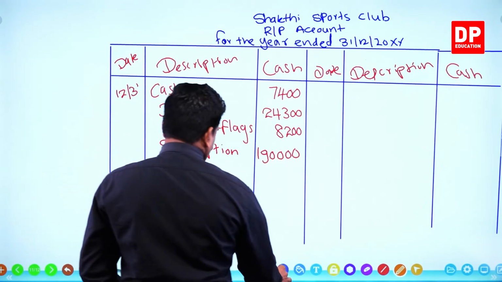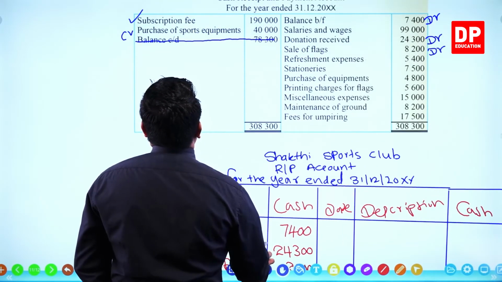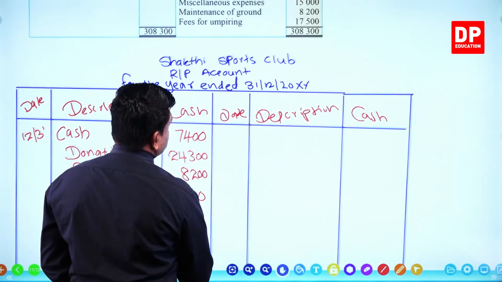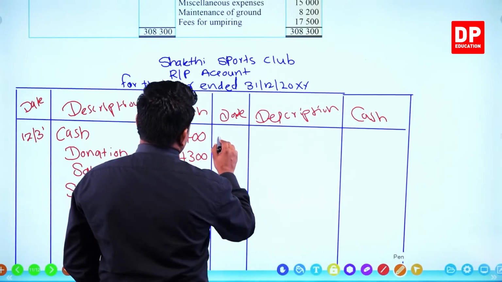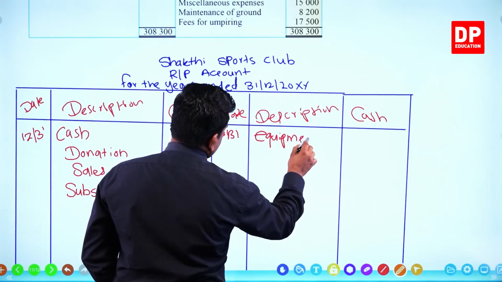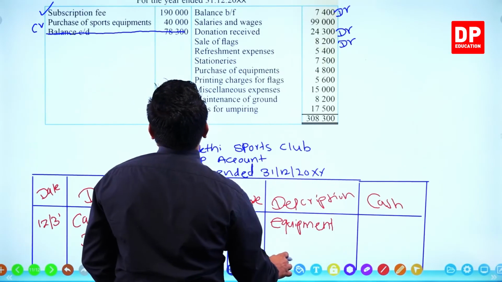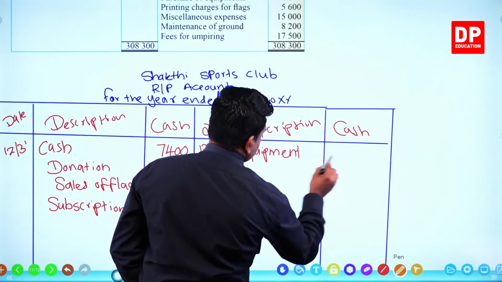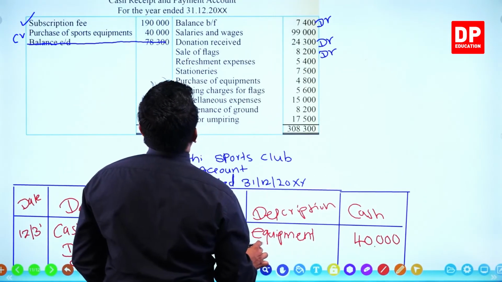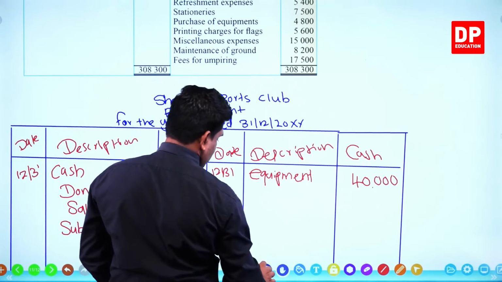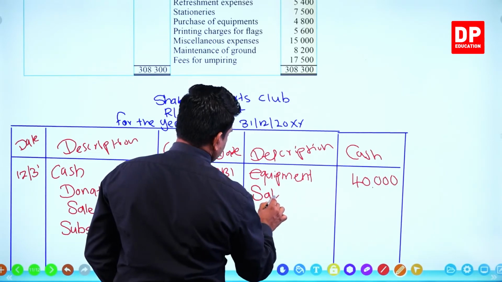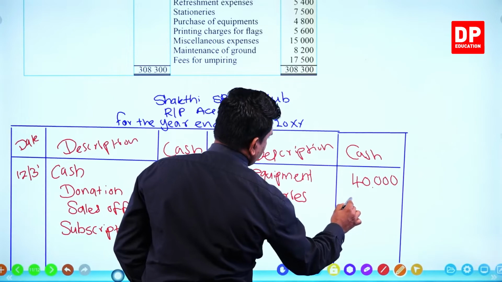Now easy, you go to the debit side. Only one item is there. It is purchase of sports equipment 40,000. Sports equipment. How much? 40,000, I think. Yeah, 40,000. Then salaries and wages. Just salaries is enough. Salaries. 99,000.